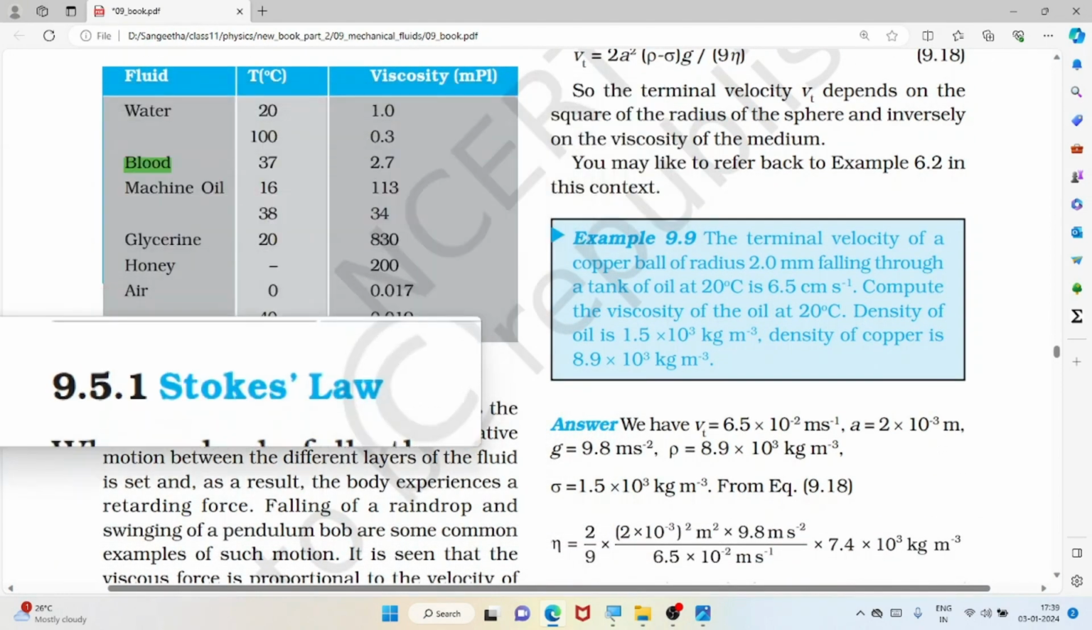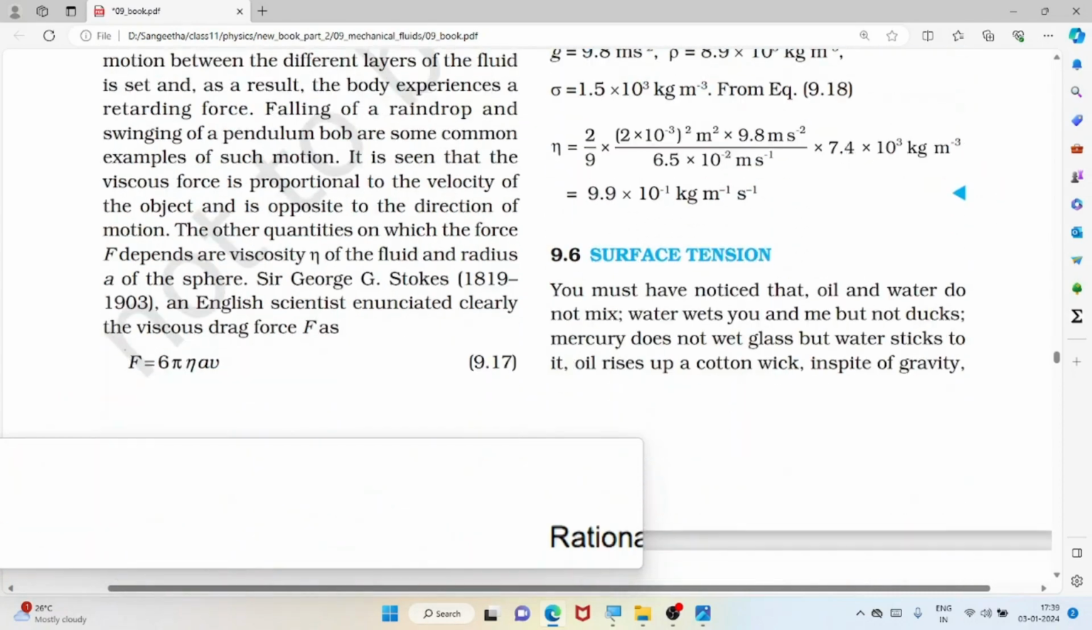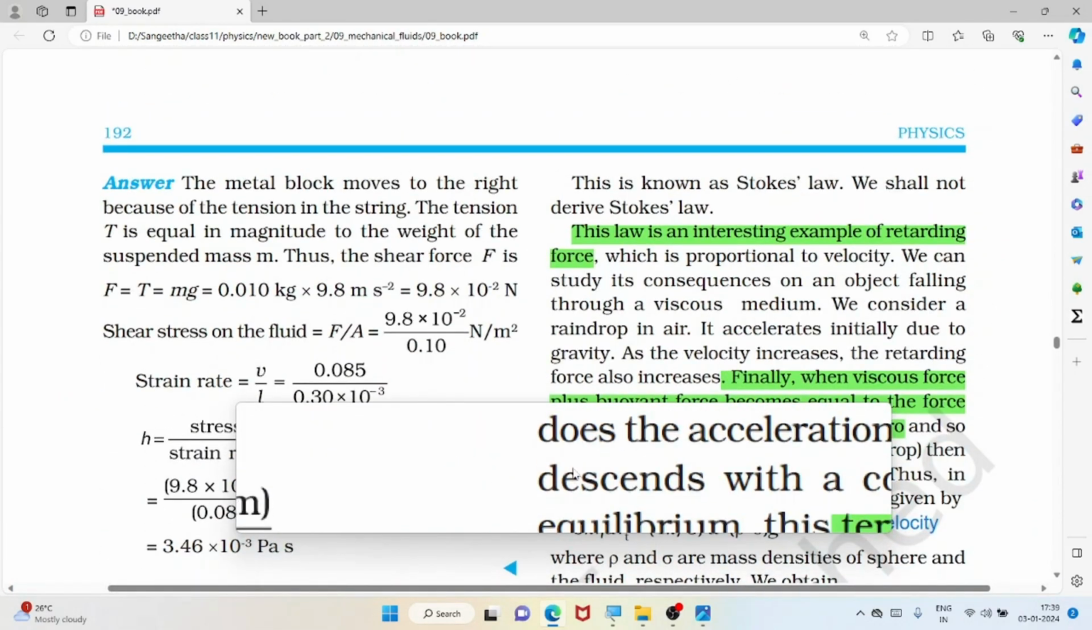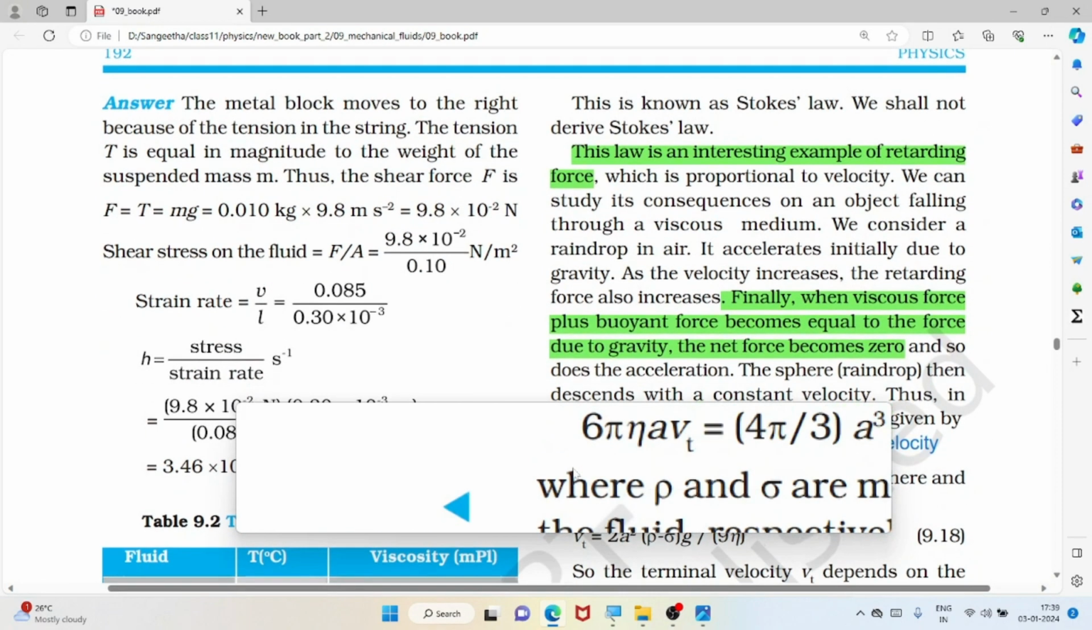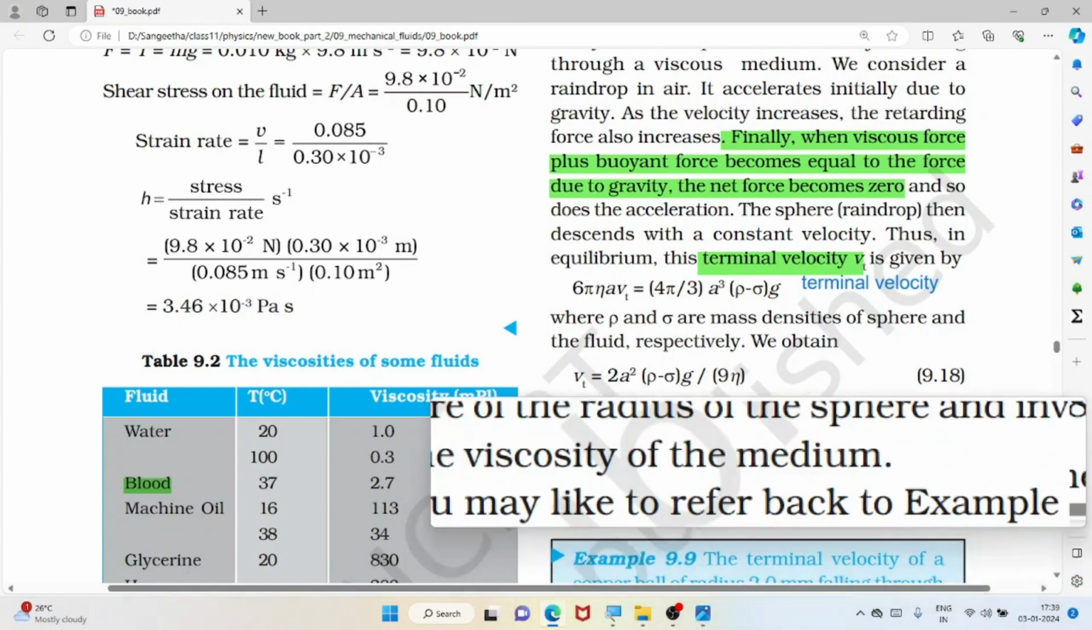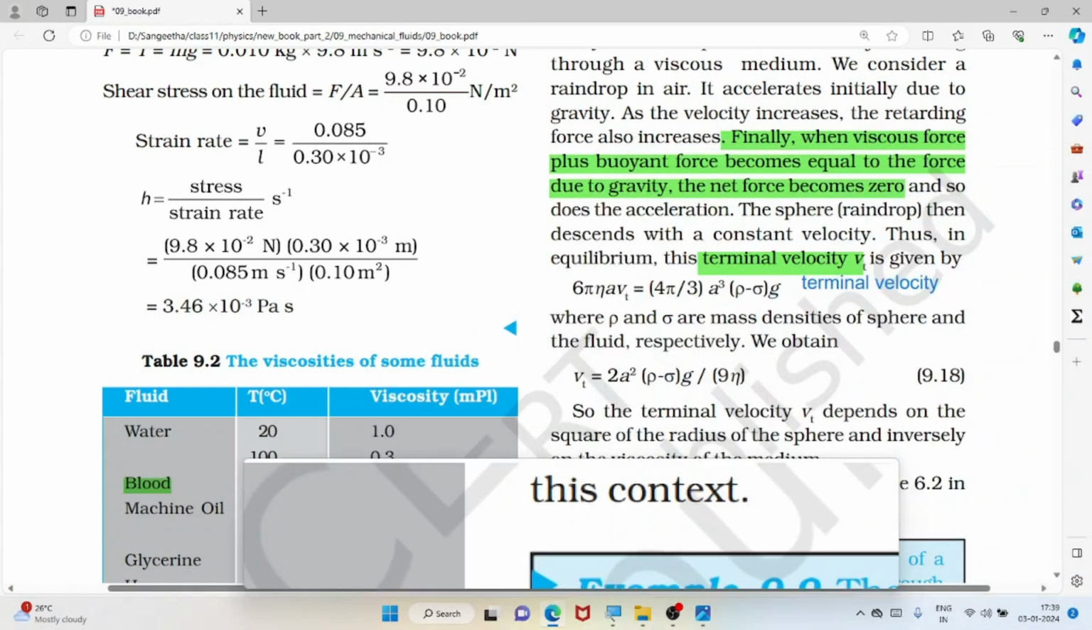Viscosity of blood. Stokes law. Retarding force. What is terminal velocity? You can go through it, okay?